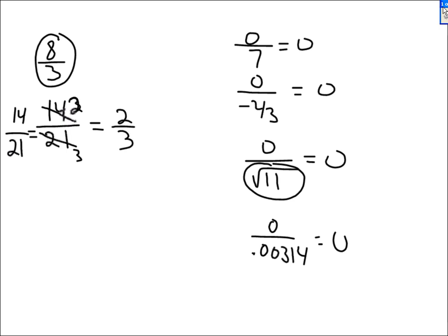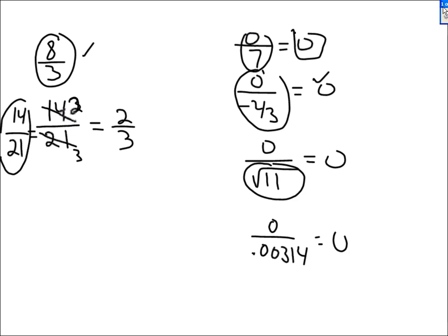So other than reducing, if you do a limit and you get 0 over 7, then the answer is 0. If you get 0 over negative 2/3, it's 0. If you get 8/3, it's 8/3. If it's 14 over 21, then just reduce it.